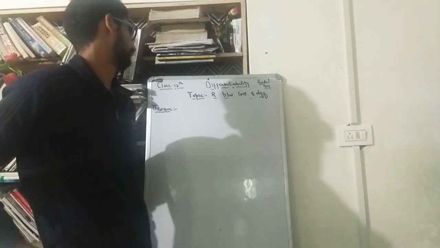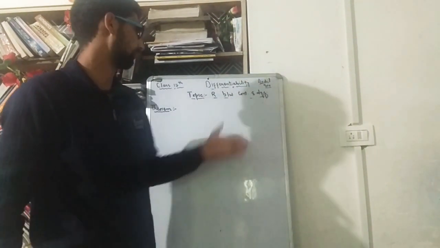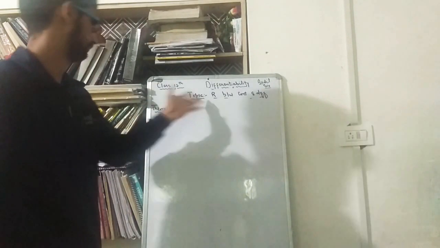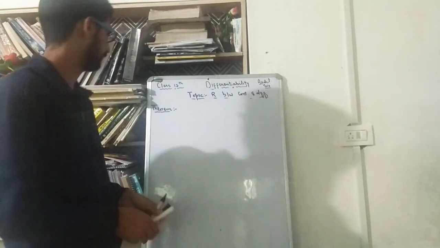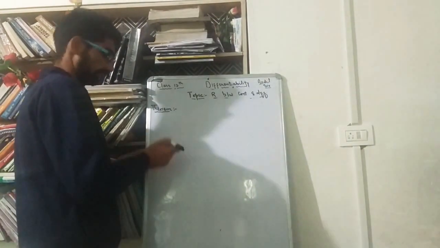And today we have a topic that is the relation between continuity and differentiability. So we are going to depict this relation. First of all, we will start from this theorem, and the theorem is like this.